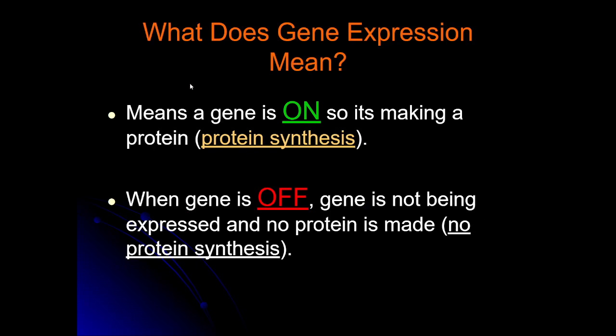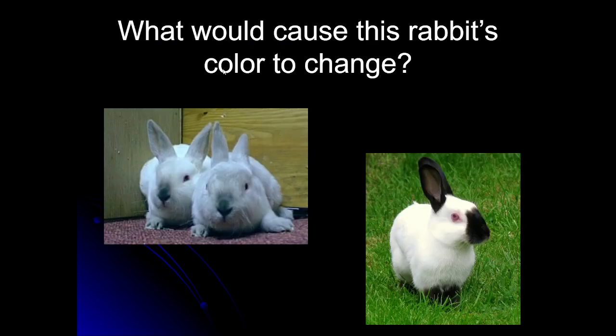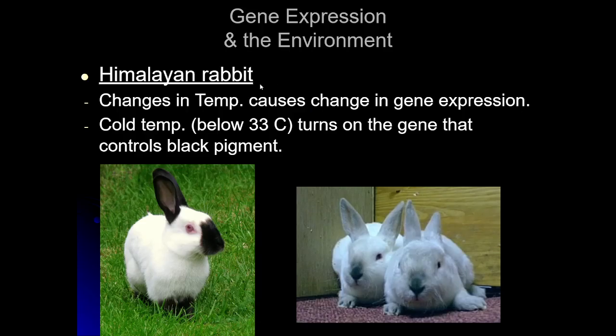What does gene expression mean? It means a gene is on, so it's making protein. When a gene is off, the gene is not being expressed and no protein is made. What will cause this rabbit's color to change? Gene expression and the environment. Changes in temperature cause change in gene expression. Cold temperature turns on the gene that controls the black pigment.